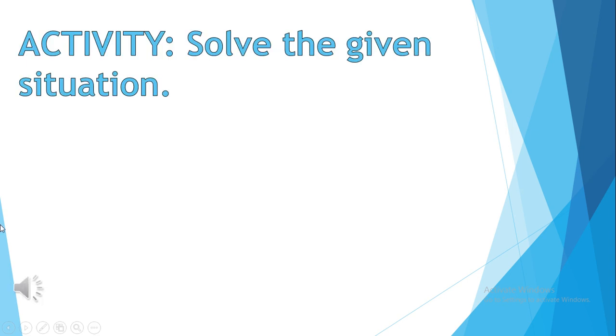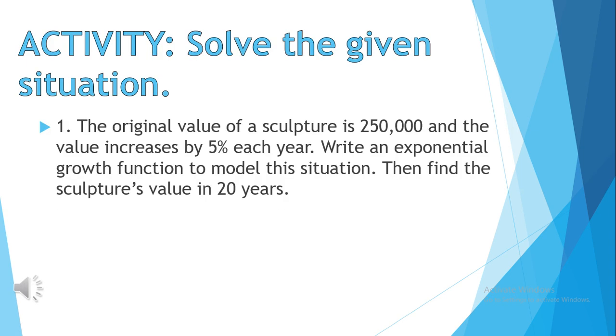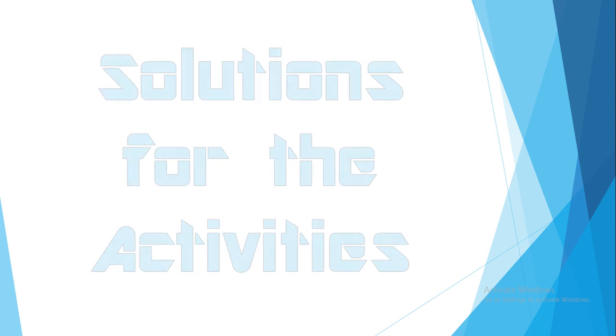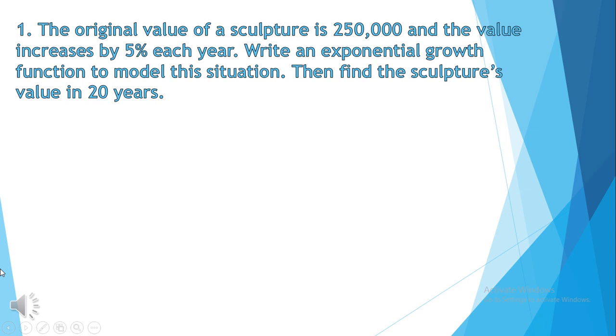Activity. Solve the given situation. Number 1. The original value of a sculpture is 250,000 and the value increases by 5% each year. Write an exponential growth function to model this situation and find the value after 20 years.